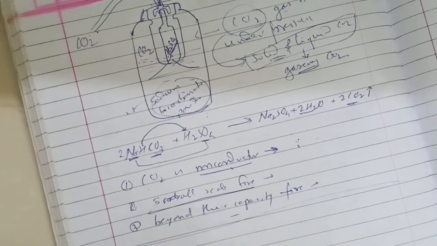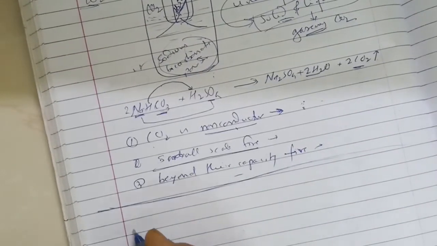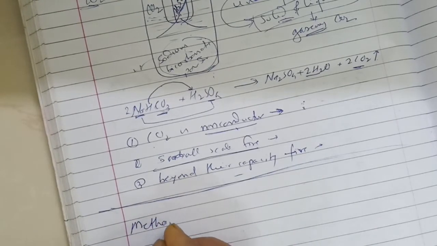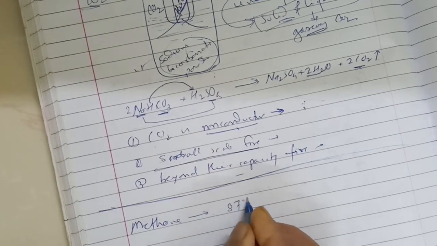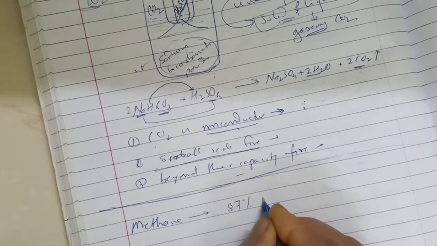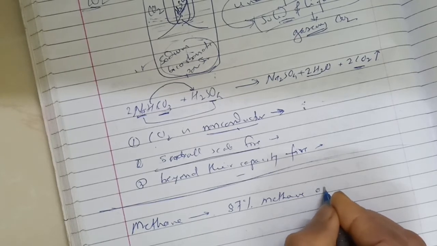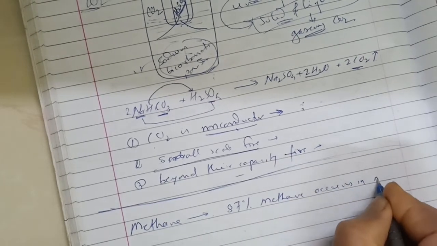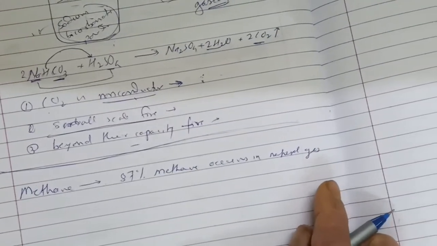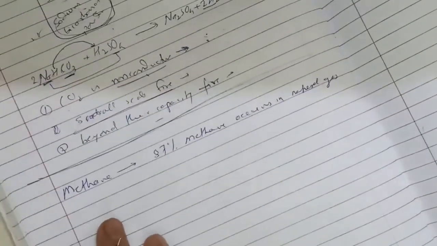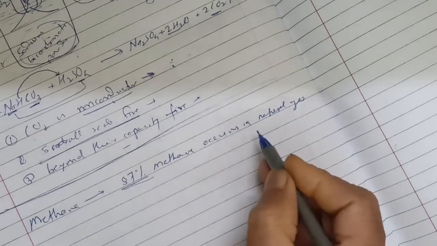Okay, this carbon dioxide is a carbon compound. Similarly, another carbon compound is methane, which we use a lot. Generally, 87 percent methane occurs in natural gas. In our day-to-day life, we use methane gas. Out of the natural gas, 87% is methane.